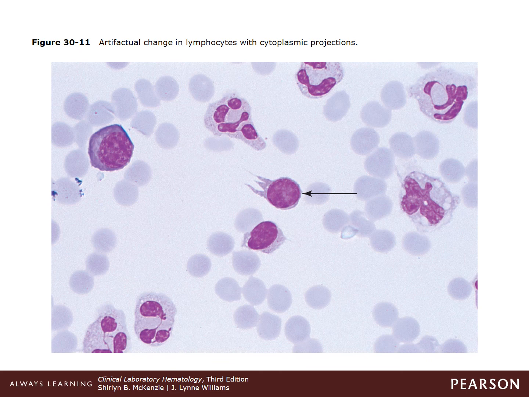Now here is a lymphocyte with some artifactual changes. It looks like there are cytoplasmic projections going out through the back of the cell. This is normal when you're looking at body fluids, again because they're lacking the nutrients that a normal peripheral blood specimen has.